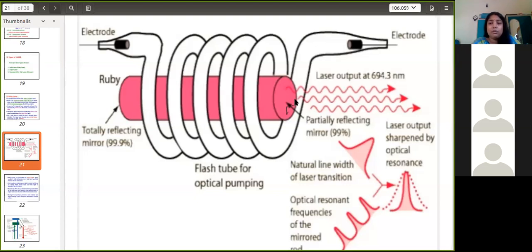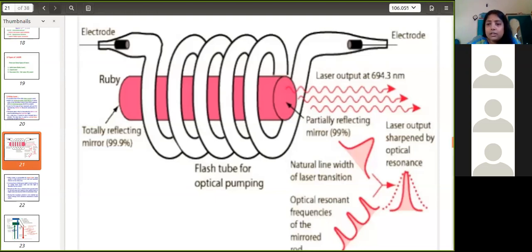They are reflected back by the two mirrors, and the number of photons along this axis increases gradually. After a certain time, the intensity becomes too high and we get a laser beam, or one portion of that beam is released along this axis or along this direction. Remaining part gets feedback into the medium and this process goes on. Okay, this is how ruby laser works.